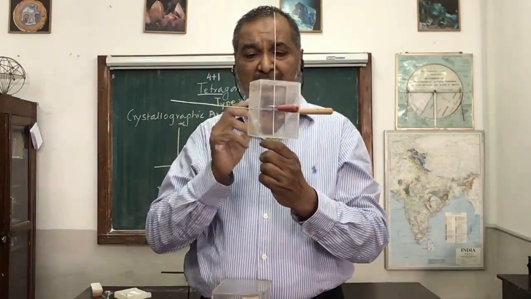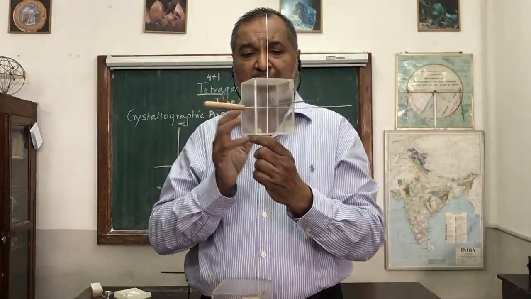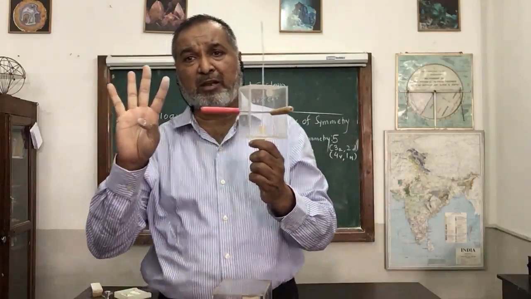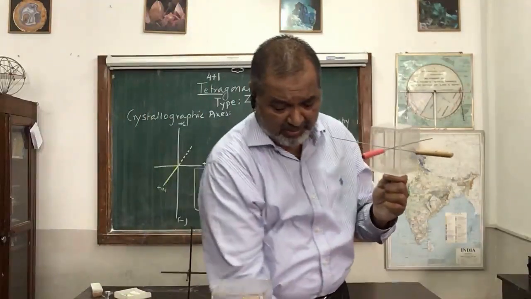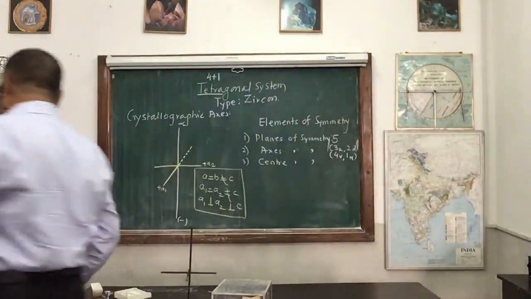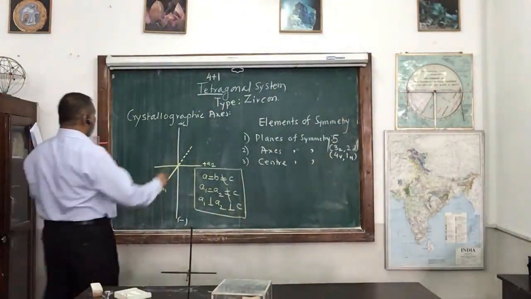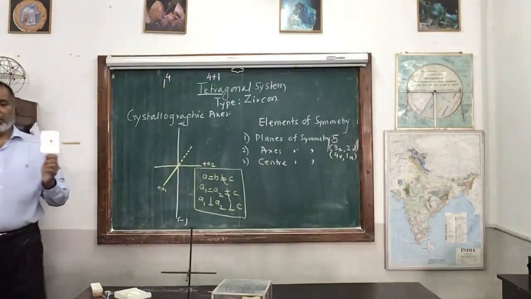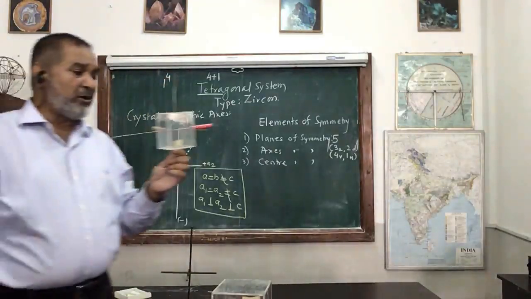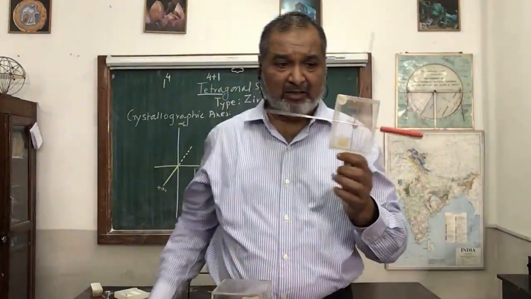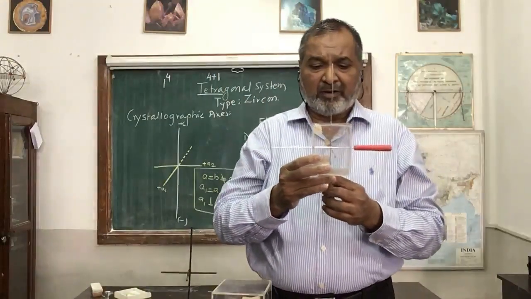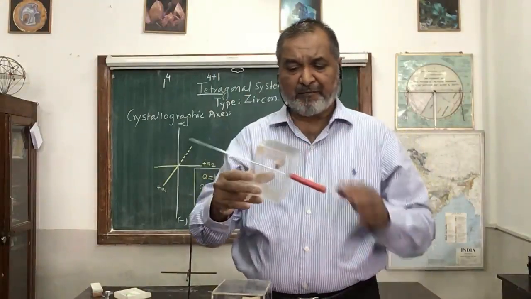Means along this axis, when I rotate through 360 degrees, I find that the faces are occupying the same place 4 times. So it will be 1 of 4-fold symmetry. Yes, along this axis we have 1 of 4-fold, and that is the vertical axis. That is the C axis. Clear? Yes. Now I will take out the C axis.